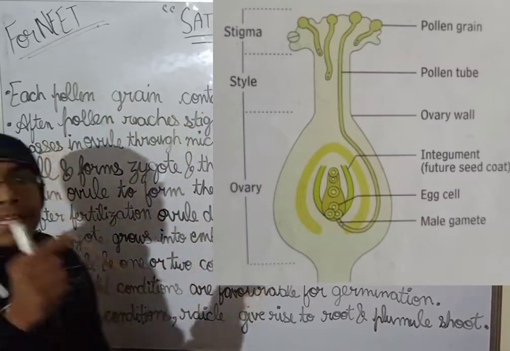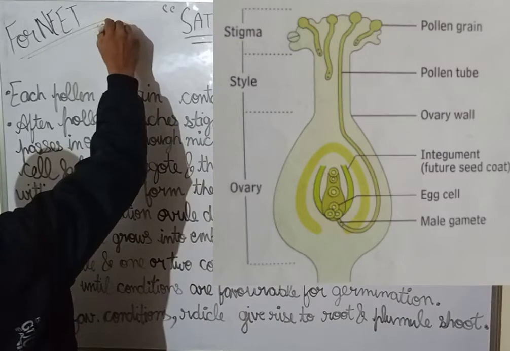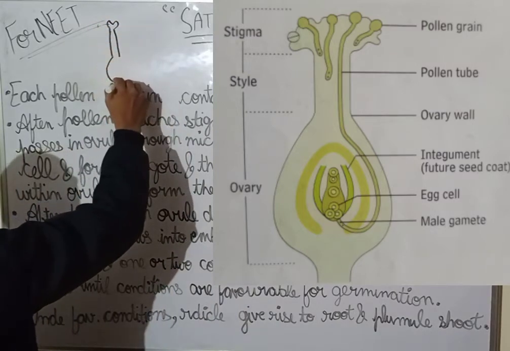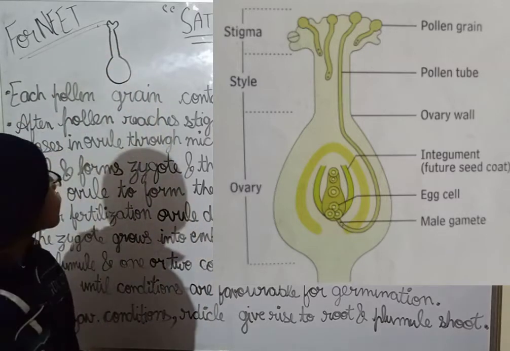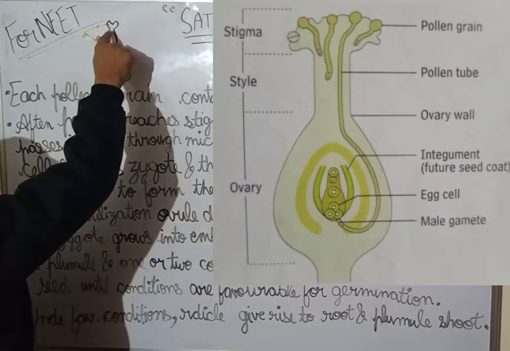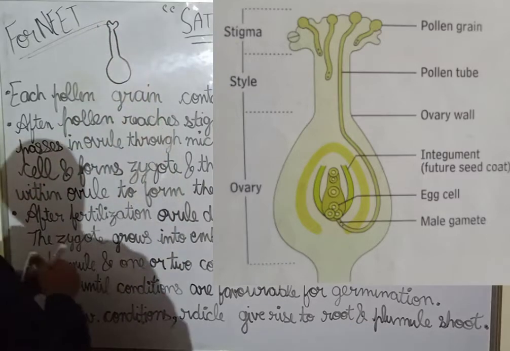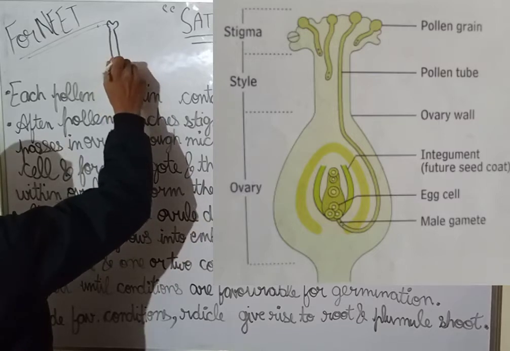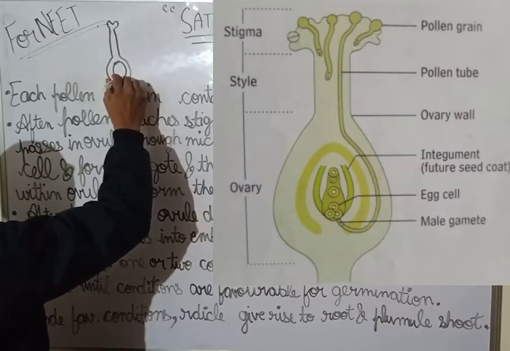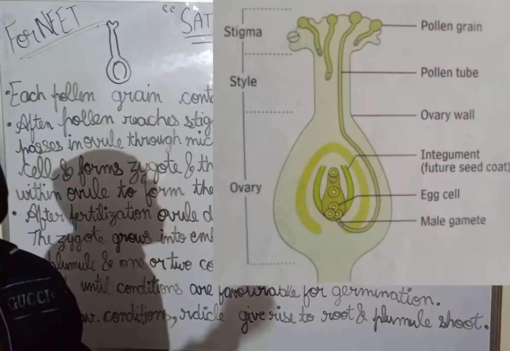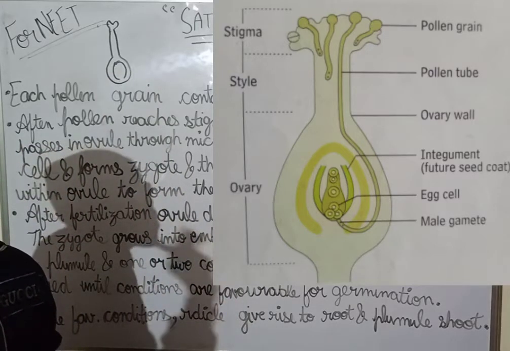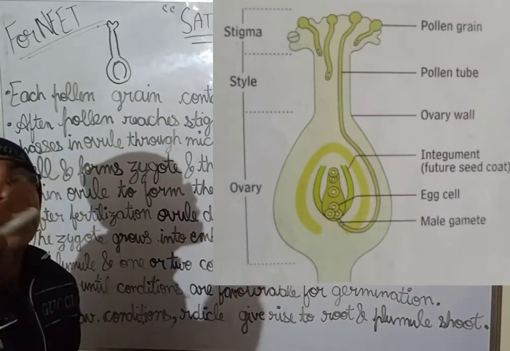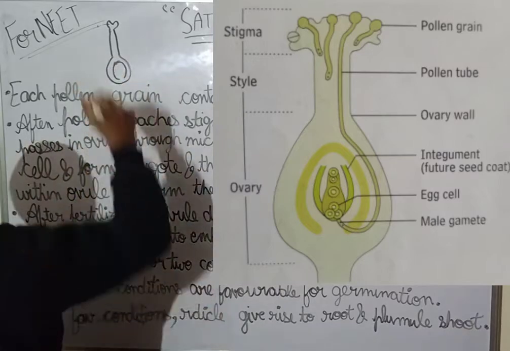You know that there is the stigma, and then the style is there, and then the ovary is there. So it will go this way and come to the ovule. At the bottom of the ovule, there is a small hole, a small portion through which the two male gametes will enter it. Like this way I am making.